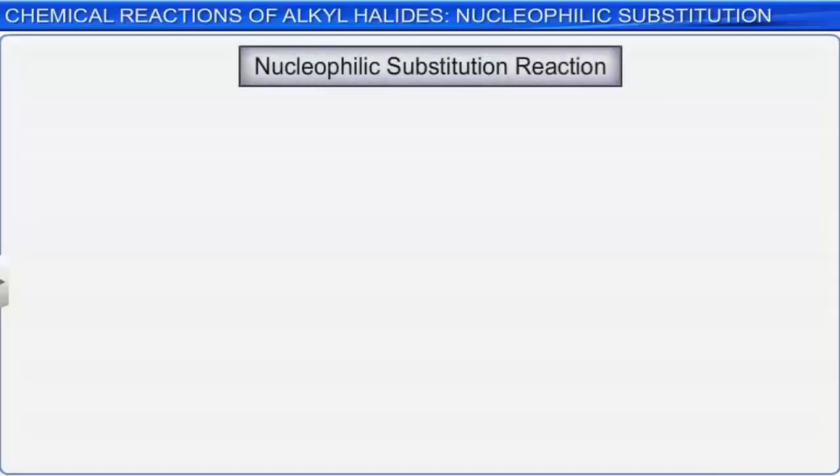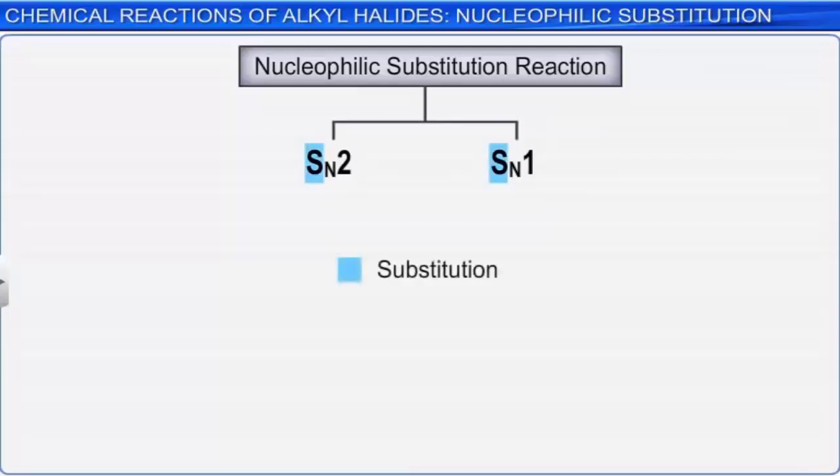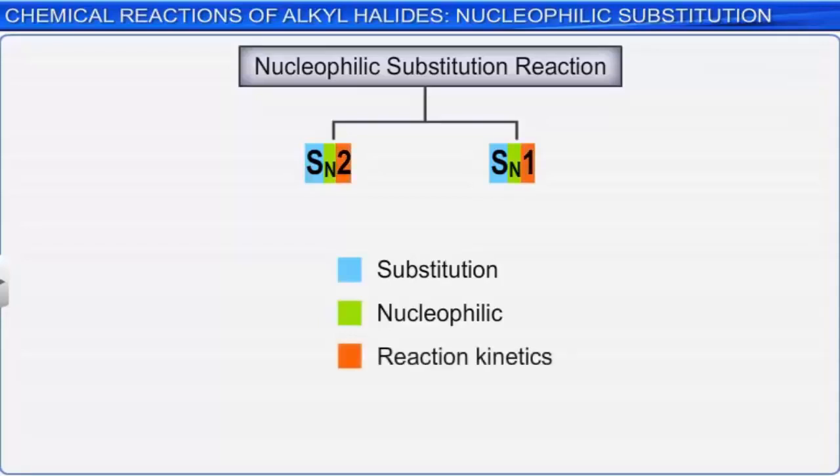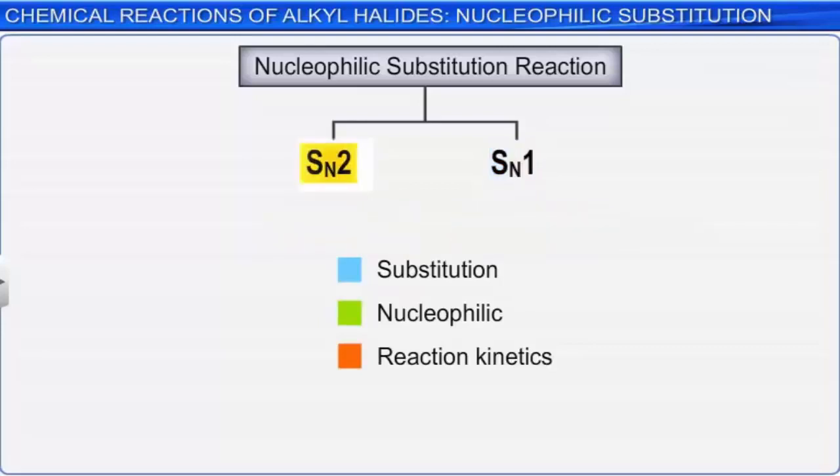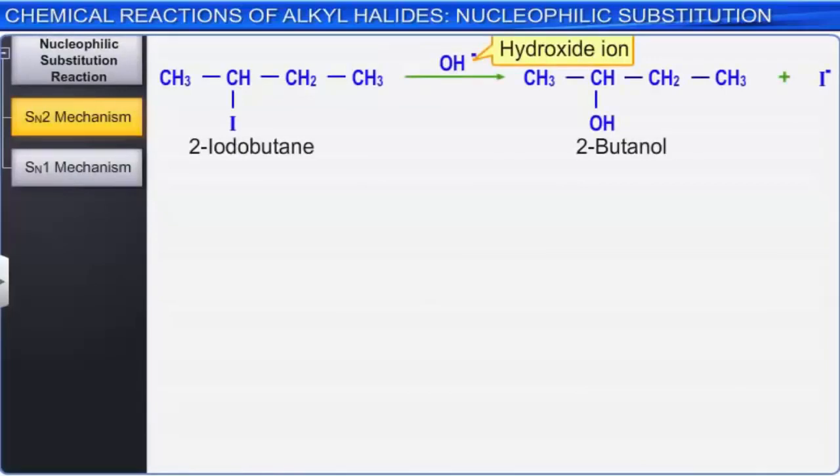Depending upon the mechanism or the reaction conditions, nucleophilic substitution reactions can be classified as SN1 or SN2 reactions. The S is for substitution and the N is for nucleophilic. Since these reactions are initiated by the nucleophile, the number gives information on the reaction kinetics, 2 for bimolecular and 1 for unimolecular. Let's start with the SN2 reaction. The reaction between 2-iodobutane and hydroxide ion to yield 2-butanol is an example of an SN2 reaction.